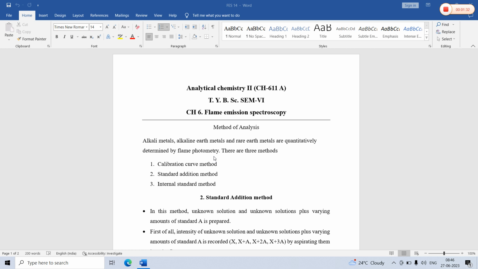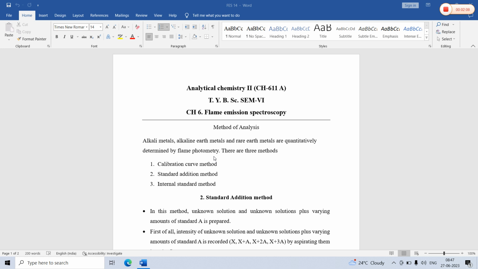There are three methods by which quantitative estimation can be determined. That is nothing but the method of analysis. In the last lecture we have already learned about the calibration curve method. In the calibration curve method, a series of standard solutions is prepared, and the unknown solution having unknown concentration is also prepared, and their corresponding intensity is measured and the graph is plotted.